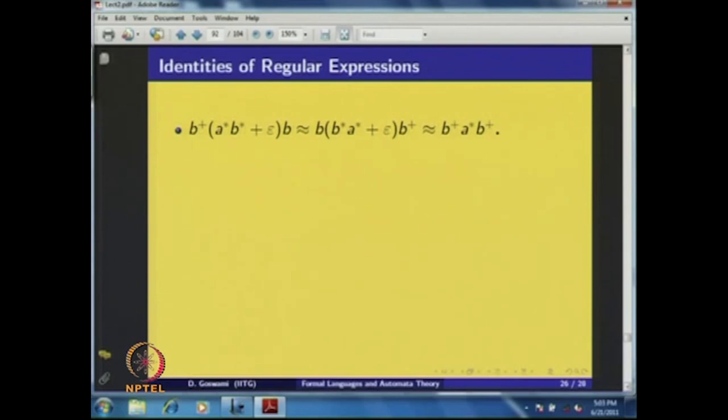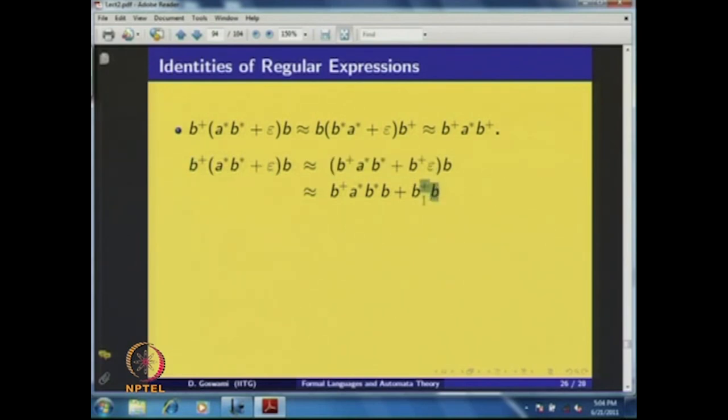Just consider this identity of regular expressions. We can prove this identity by using the equivalence of regular expressions. For example, say b plus a star b star plus epsilon b is equivalent to b plus a star b star b plus b star b. So, in this case simply this b plus, we have concatenation with a star b star and concatenation with epsilon, we have got this result.